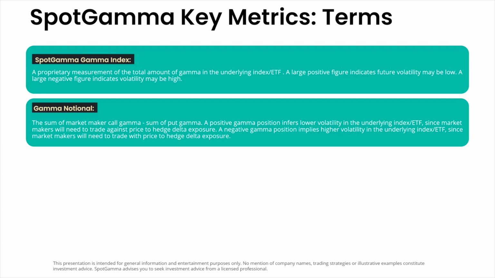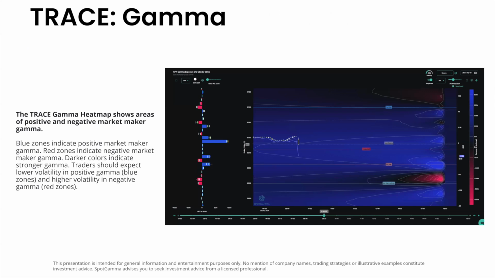Since market makers will need to trade against price to hedge delta exposure. A negative gamma position implies higher volatility, since market makers will need to trade with price to hedge delta exposure. For this trade, I use the TRACE heat maps. They are also proprietary to SpotGamma and updated every 10 minutes.